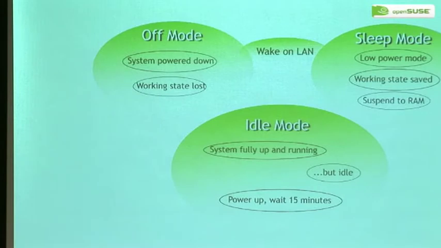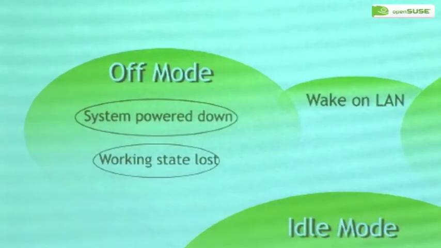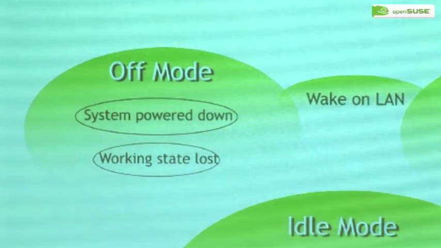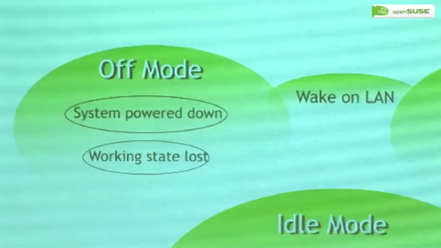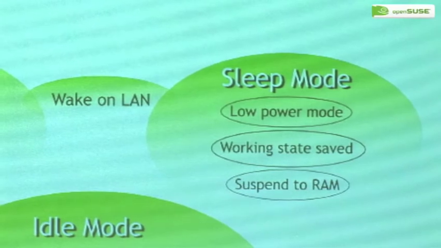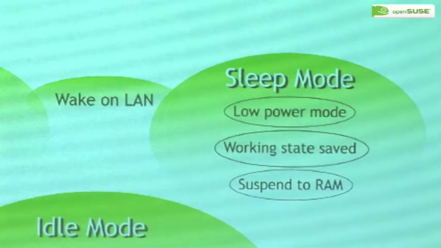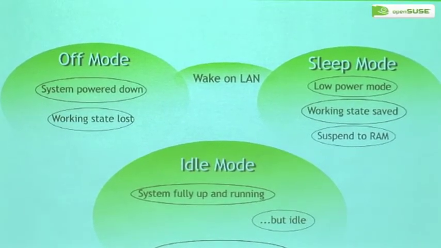So, for testing a laptop, the specification defines three operational modes a laptop has to be tested against. The off mode is quite simple: the system is completely powered down and the working state is lost. Another mode is the sleep mode, that's actually suspend to RAM, so the working state is saved to memory. This is just a low power mode you would usually recover from in a few seconds. Both modes can be extended by another feature, Wake on LAN, and it depends on the distribution channel of the laptop whether you have to test the laptop with Wake on LAN enabled or not.